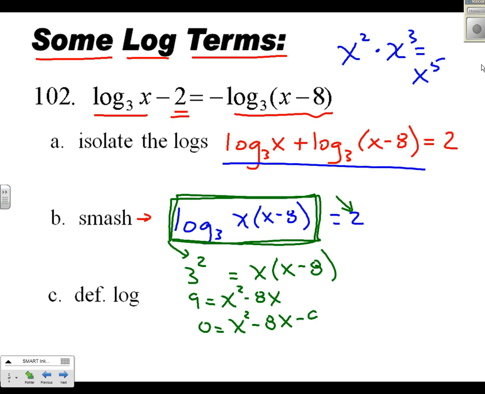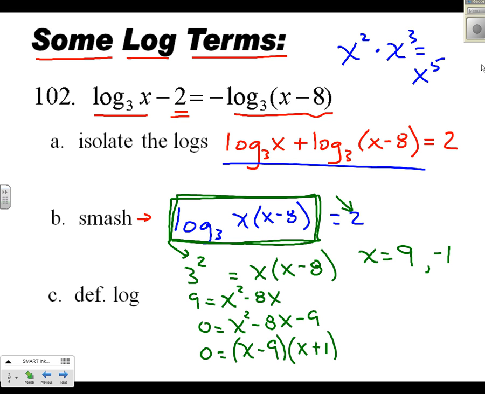or 0 equals x squared minus 8x minus 9, at which time I could go to the quadratic formula. However, I believe I can factor this, and I get x minus 9 times x plus 1 equals 0. Therefore, x would like to be 9 and negative 1.